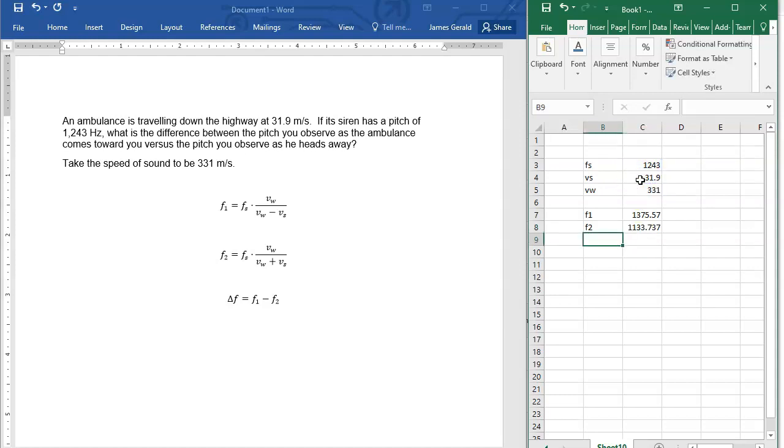And now you have it. And now delta F, right, is F1 minus F2, and we get 241.8 hertz is the difference in pitch from it coming towards you to it going away. All right, that's it for this problem.